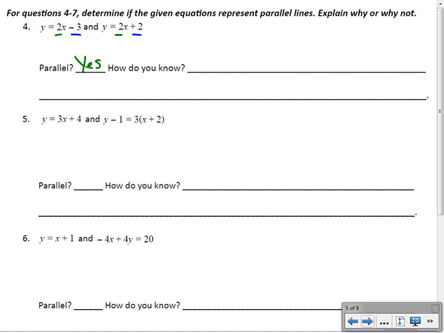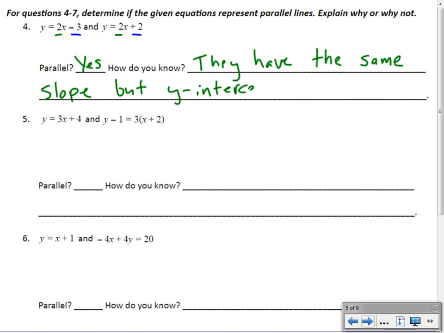How do we know? They have the same slope, but different y-intercepts. That's the reasoning, and that's the reasoning each time. Each time you have to explain yourself and say, how do you know? Well, it's because they have the same slope, but different y-intercepts.